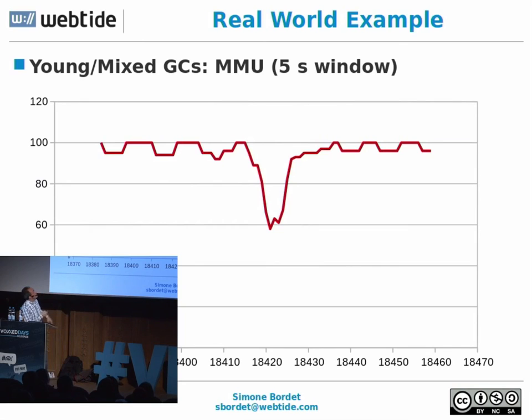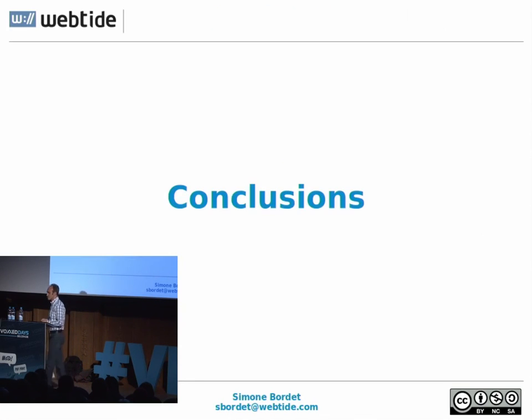This is the MMU if I enlarge the window to 5 seconds, and again, I go down to 60%. Of course, now the window is larger, so if many garbage collections happen, but the window is larger, so I get more application time. But still, in those 5 seconds, from more or less here to here, 40% of time was spent in garbage collection, and only 60% was actually spent in application. So my application basically slows down, and then it starts, okay, to full speed.